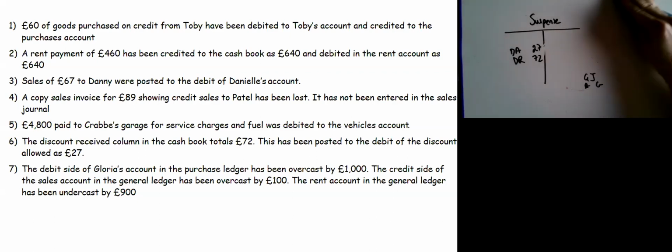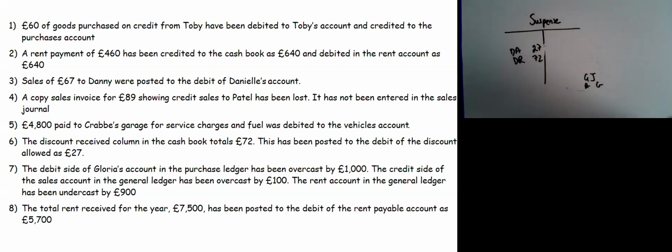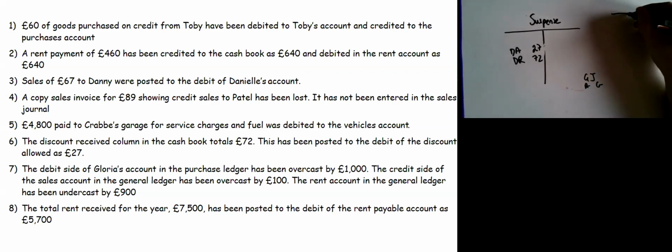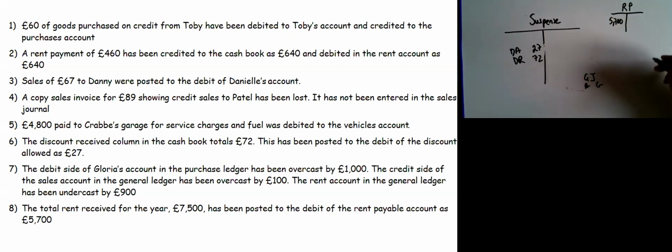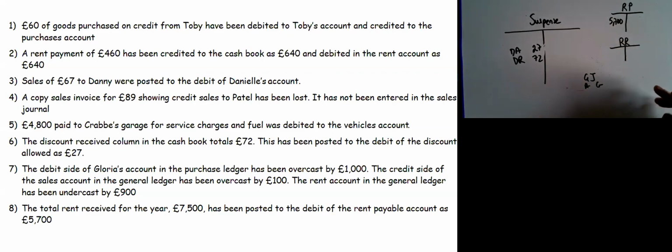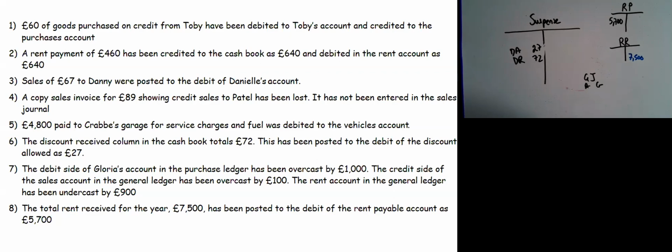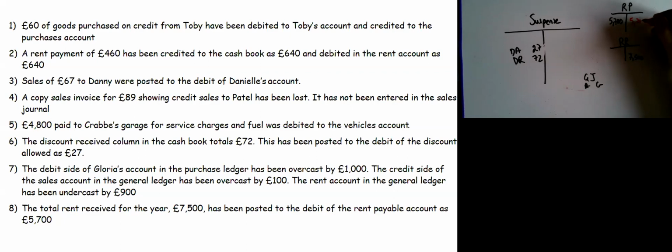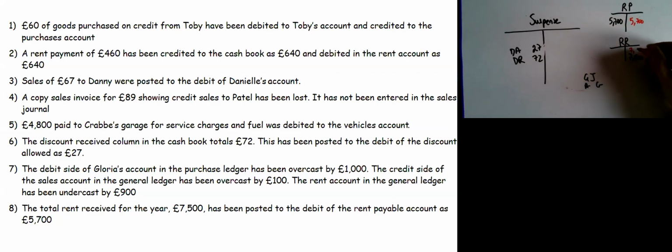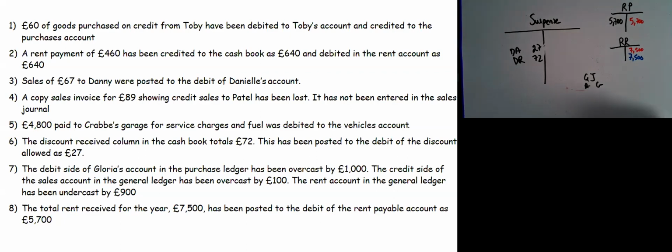And last one, the total rent received for the 7,500 has been posted to the debit side of the rent payable account as 5,700. But it's rent received. So rent received is an income, so it should have been posted on the credit side and as a different number, 7,500. So to fix it, we're going to have to put 5,700 on that side to get rid of it, and put 7,500 on that side to put it in.